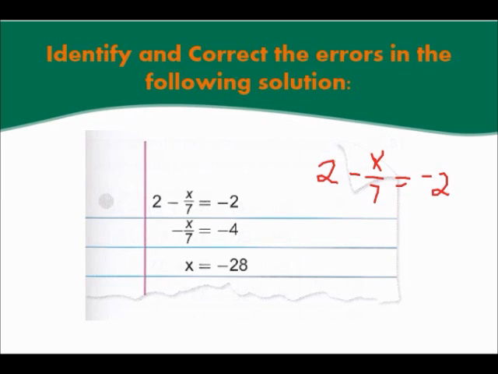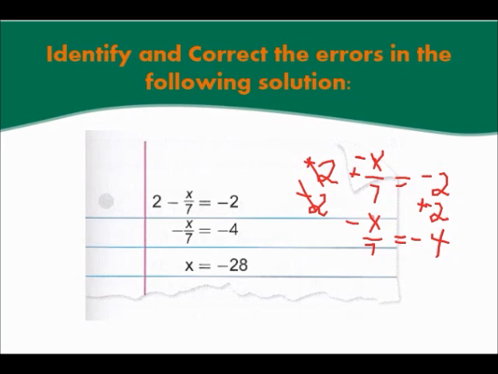The first thing I would want to do here is get rid of this 2. This 2 is added on. It's a positive 2. There's no negative in front of it. So this would be plus negative x over 7. I'm going to subtract 2 from both sides. 2 minus 2 is 0. You're left with negative x over 7 is equal to negative 2 minus 2, or plus negative 2. You get negative 4. Looking at the first step, their first step looks exactly the same as mine, so I know that the error is not there.